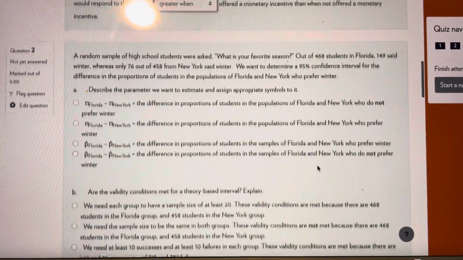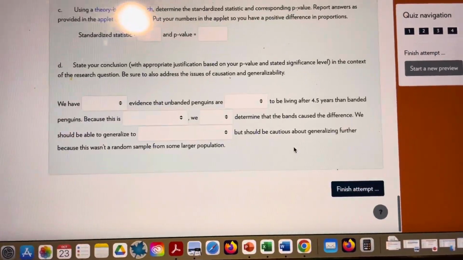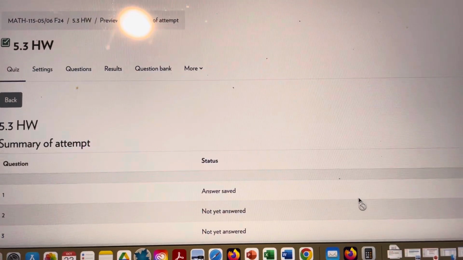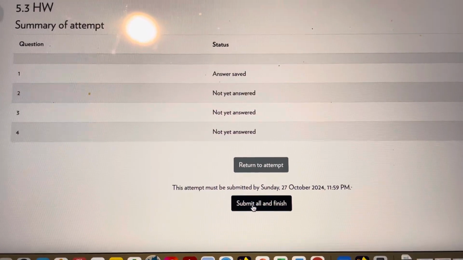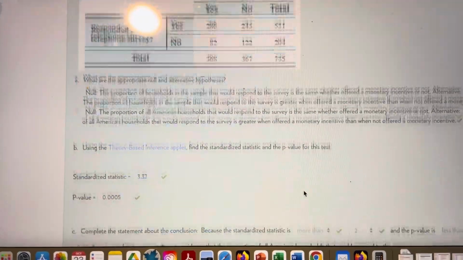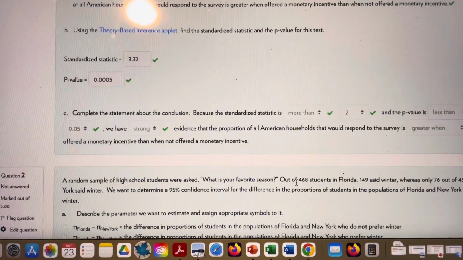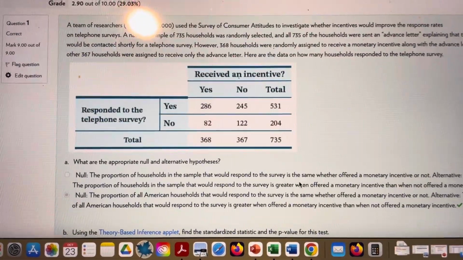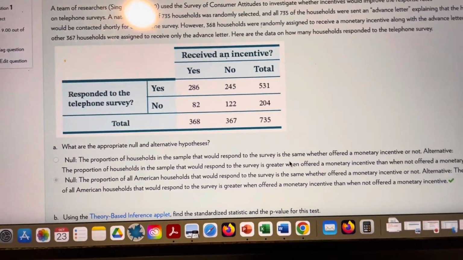So what I'm going to do is scroll down here. I'm going to say finish attempt. I'm going to say submit and finish, and we're just going to check and see, did we get them all correct? And we did. Okay, I'll make 3 more.